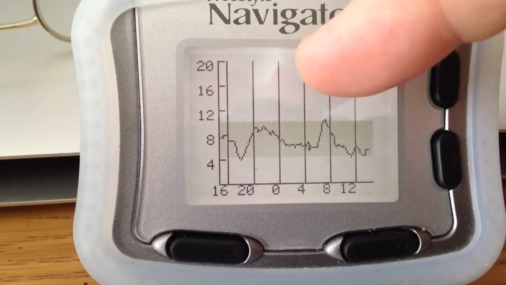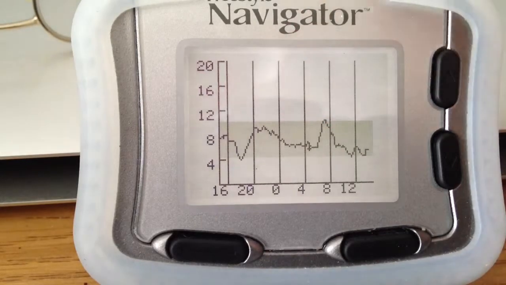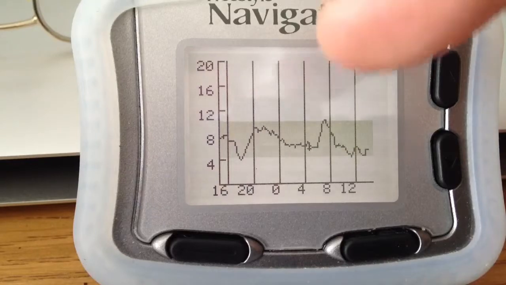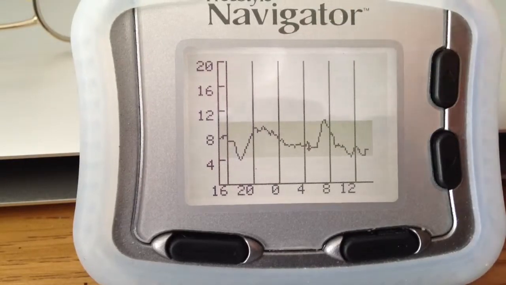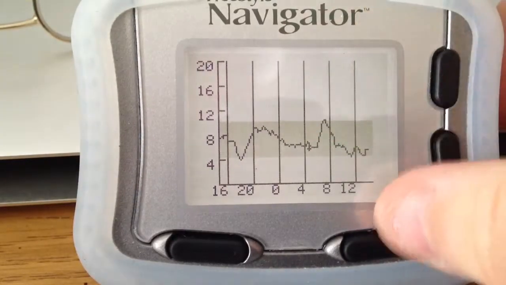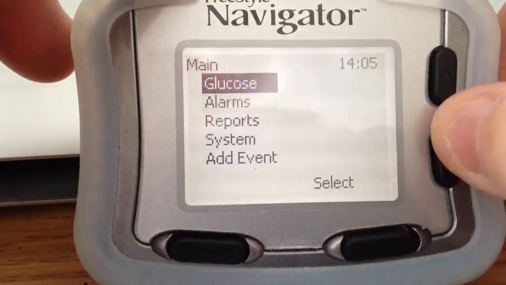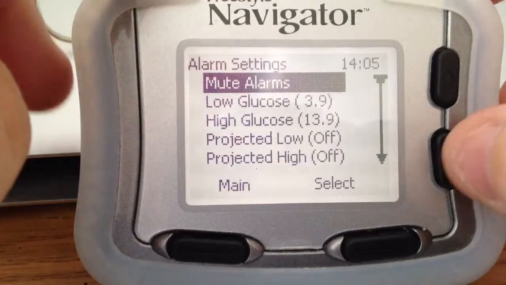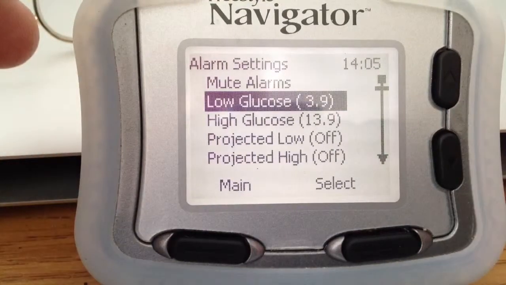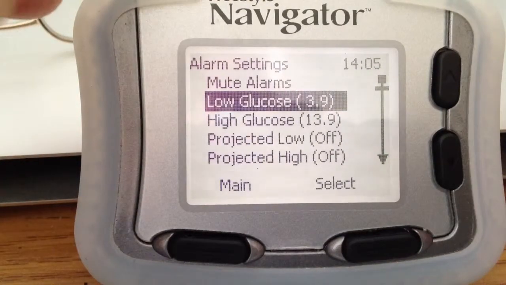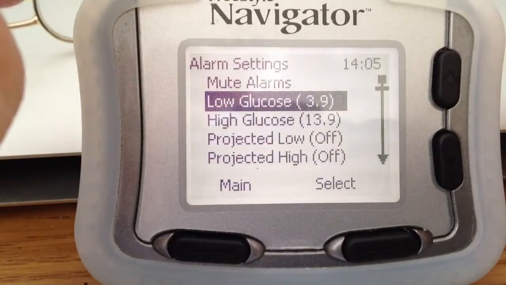Blood sugar went up, and I probably had a little bit too many carbs, and it stayed up pretty much through the night until it started dropping around midnight. So this is a very good indication from the graphs. You can also set alarms. You can set a low blood glucose alarm at 3.9, telling you that you're hypo, and it will start beeping at you and alerting you.